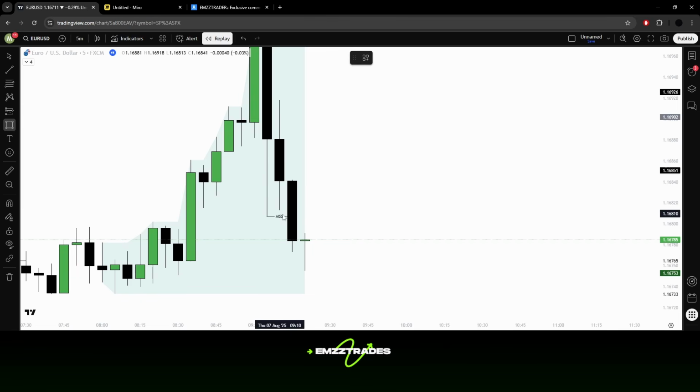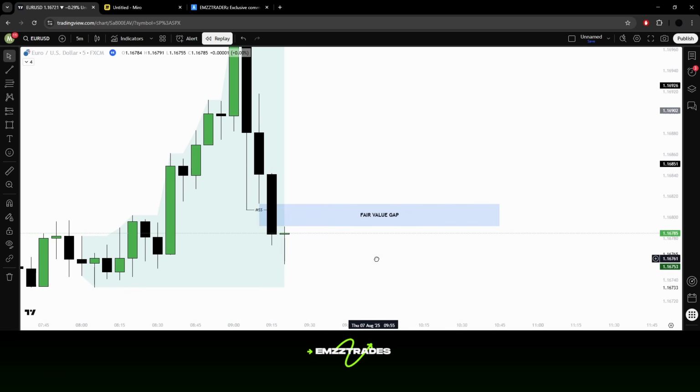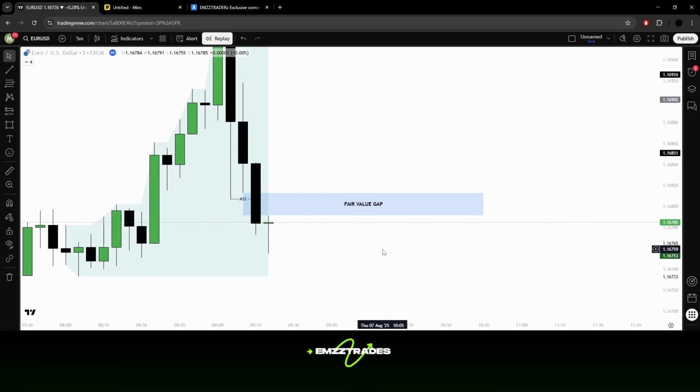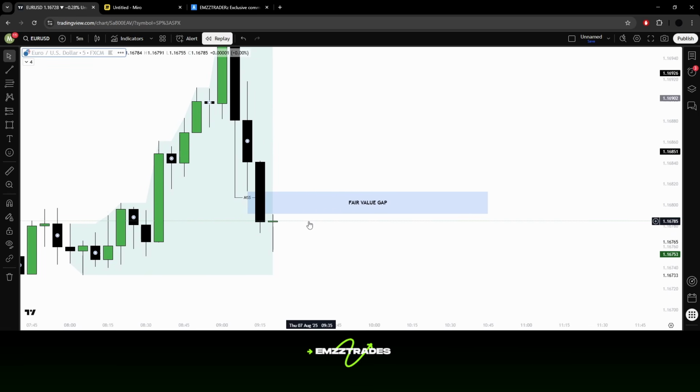So as you can see right here, I know that this is the fair value gap right there. I'm going to do fair value gap, and from here on out, what I'm going to do is actually place my sell position, okay? I'm going to place my sell position, and I'm actually just going to wait for price to give me that 1-to-3 risk to reward ratio trade.